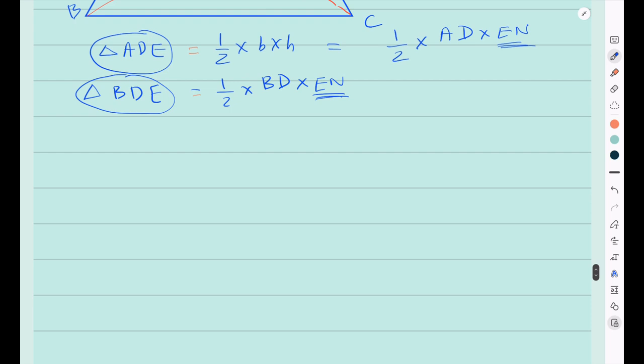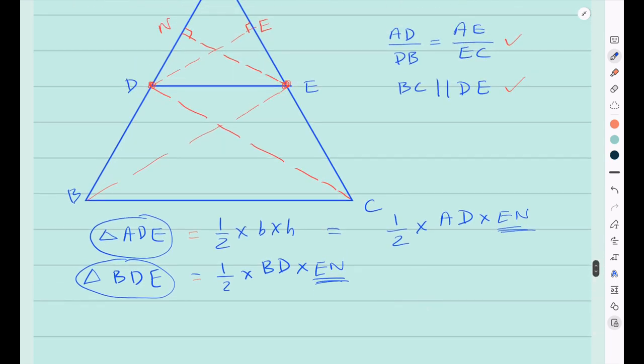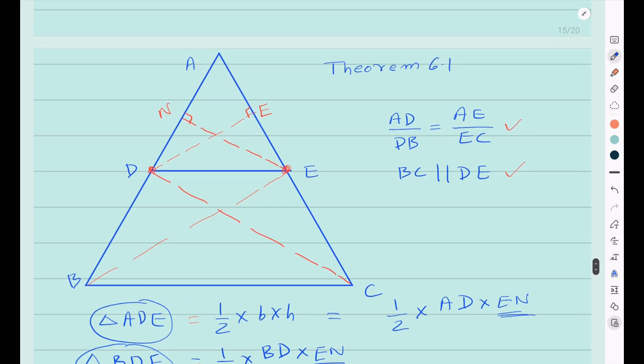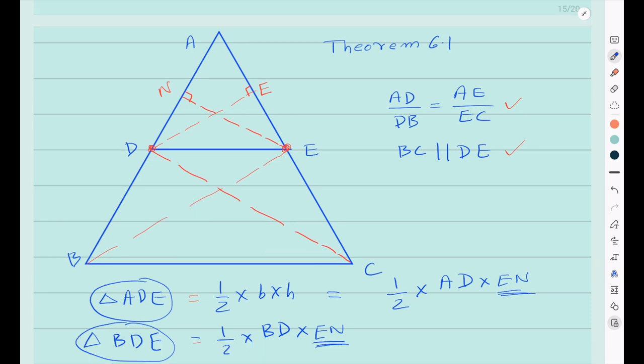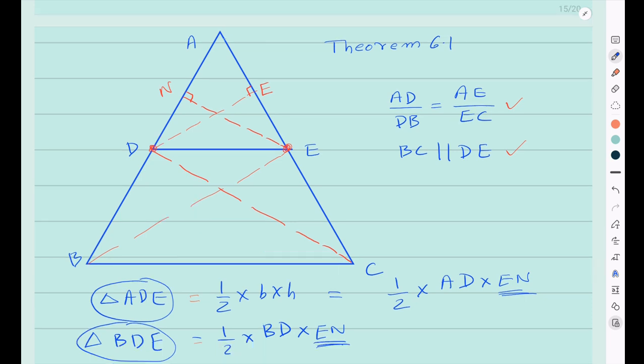Next, we will concentrate similarly on area ADE. We will look at the area of ADE and DEC.